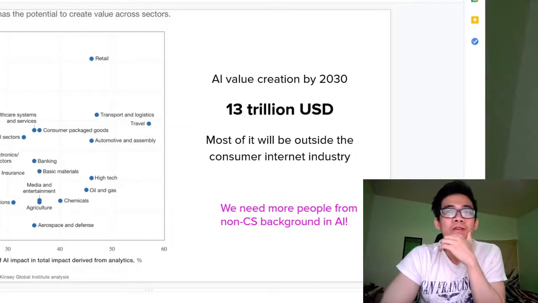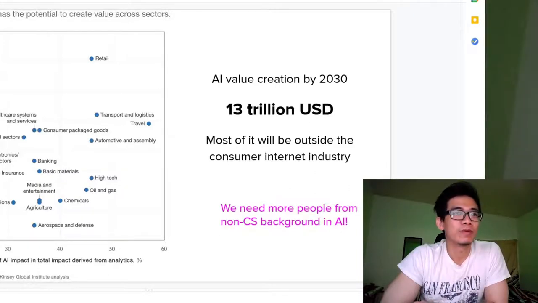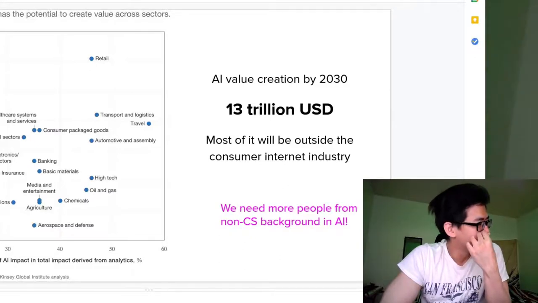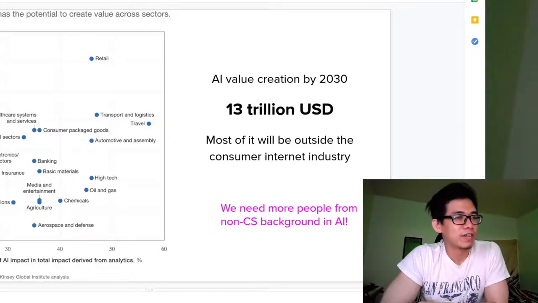We need more people from non-CS background in AI. Actually, we don't. Now, if you apply AI to any kind of new field, you can apply it to oil, gas, high tech, automotive, any other field. Then besides the software engineer or the UX, we often also need the expert in that particular domain. That doesn't mean they are in AI.